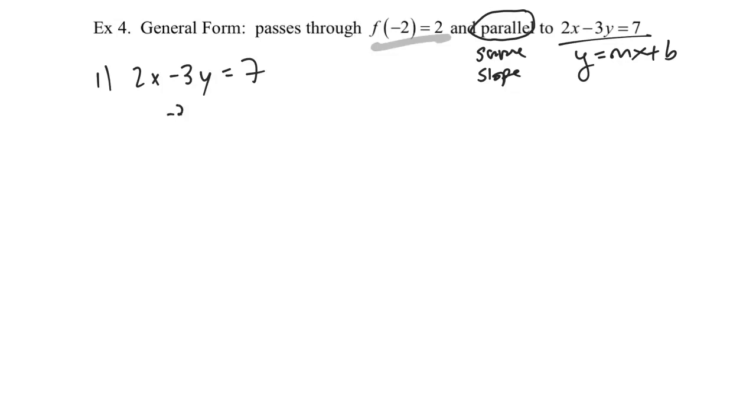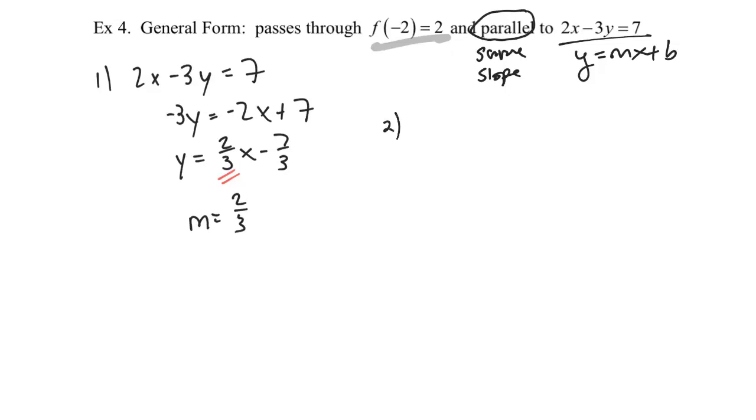And so the first step is I'm going to subtract 2x on both sides. That's going to give me negative 2x plus 7, and then I'm going to divide everything by negative 3 to get y by itself, and so that's going to give me positive 2/3 x minus 7/3. And so you can see here that the slope of this line is 2/3. That means that the slope of the line that we want to write the equation for is also 2/3.